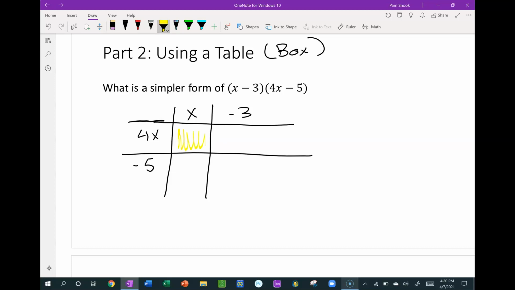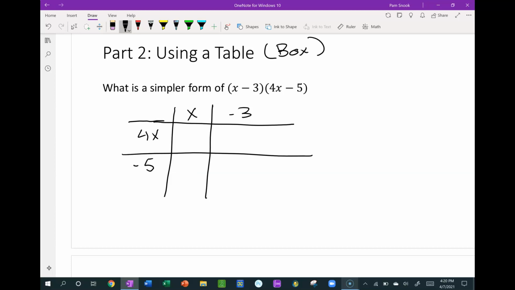I'm going to fill in this spot, this spot, this spot, and this spot. Now the nice thing about a table is you can add on as many rows or as many columns as you need. So a table can be used all the time, every time. Just keep adding on as much as you need.